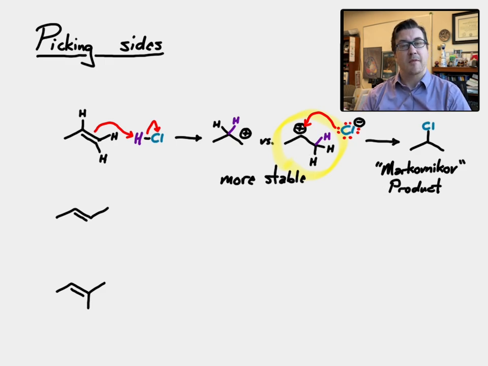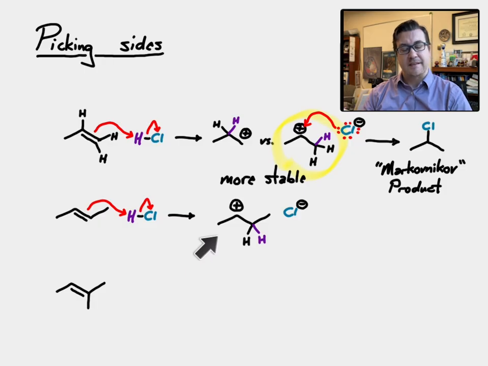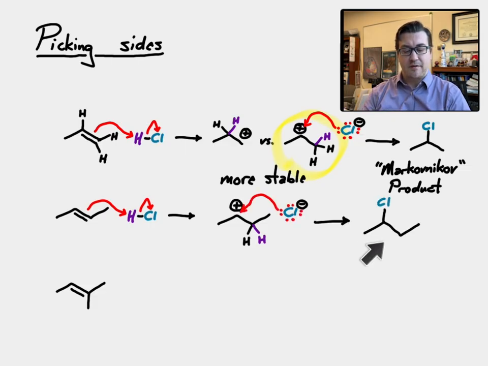This is called the Markovnikov product. So you'll hear me refer to the Markovnikov product, and that is simply the product that came from the more stable carbocation. Now if we look at this alkene, again we can react with HCl, and in this case we get a secondary carbocation. For this particular alkene, both of the carbocations are secondary, and so they will simply react with the chloride to give you this butane product. I'll point out that we would not necessarily call this the Markovnikov product because both of the carbocations are identical.